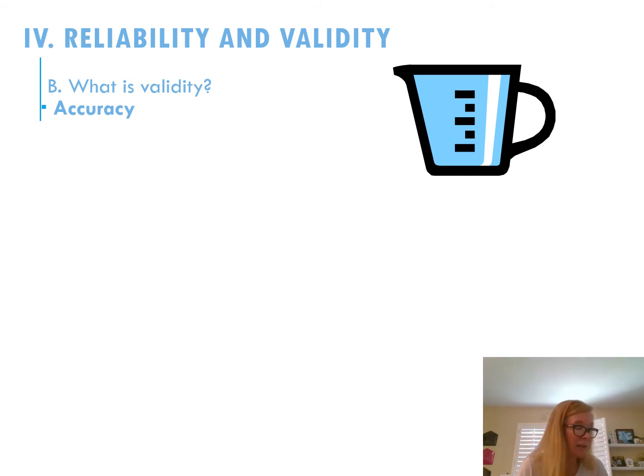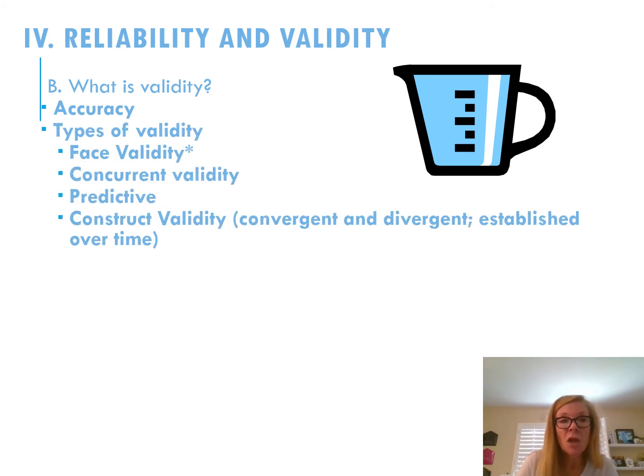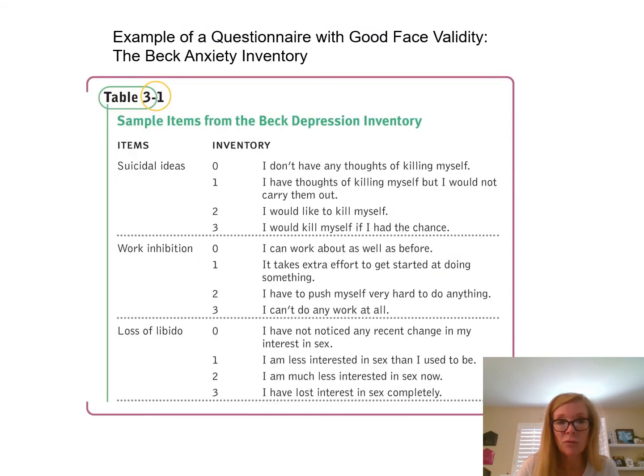So again, validity is the truth of a measure, the veracity of a measure. Does it measure what it is intending to measure? It's a little more difficult to assess when the measure is indirect. How do you really know that you're measuring what you think that you're measuring? Well, just like with reliability, there are different types of validity. The first type is called face validity. I'm going to switch over to this slide to show you this.